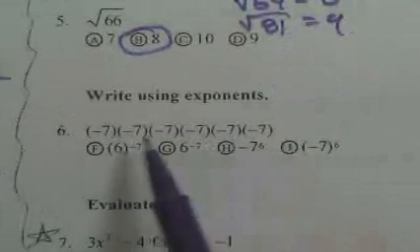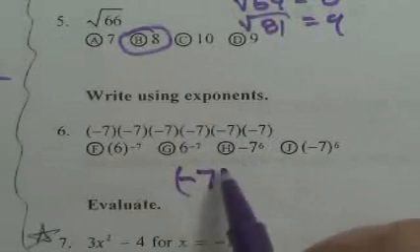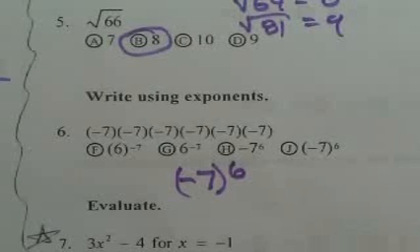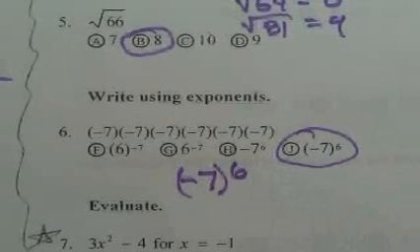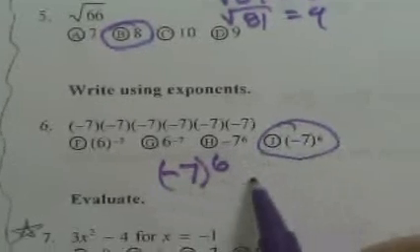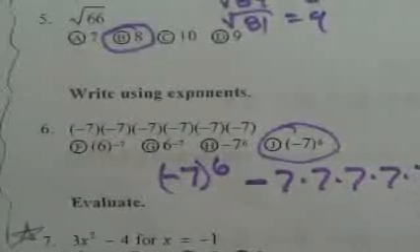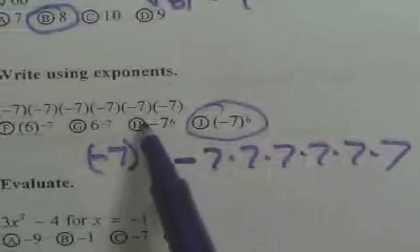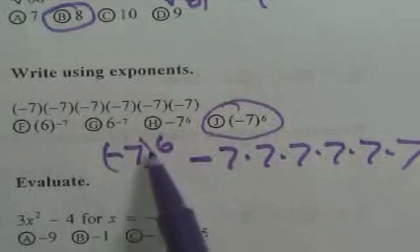Okay, I have negative 7, 1, 2, 3, 4, 5, 6 times. So I have negative 7, that whole bunch, 6 times. So that would be the letter J. Now, this one right here, letter H, some people would pick H, but that is the same thing as this. That's the same thing as negative 7 times 7 times 7 times 7, 6 times. 1, 2, 3, 4, 5. Okay? So this one is for the letter H. This right here is negative 7 to the 6th power.